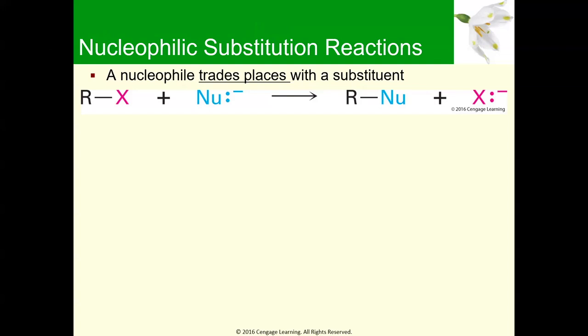Okay, so substitution, what's going to happen is you just replace a leaving group with a nucleophile that's incoming. So a nucleophile trades places with a substituent. So if you have a substrate like this, where you've got some organic compound and it has a leaving group, which we're just calling X, the nucleophile comes in and just replaces it. So the leaving group leaves, and the nucleophile forms a bond with the substrate. That is a nucleophilic substitution reaction. As I said, there are two types that we focus on, SN2 and SN1.